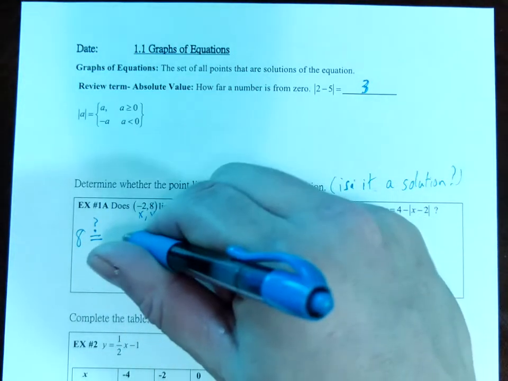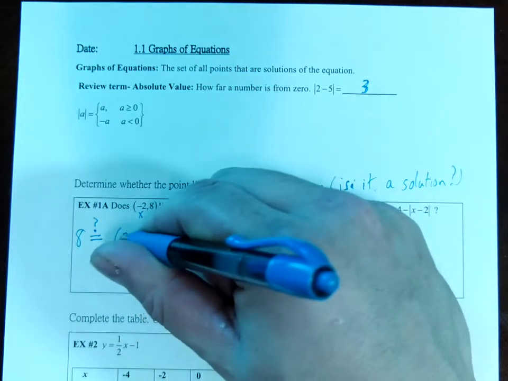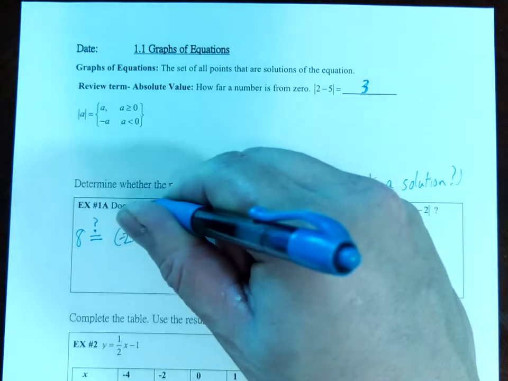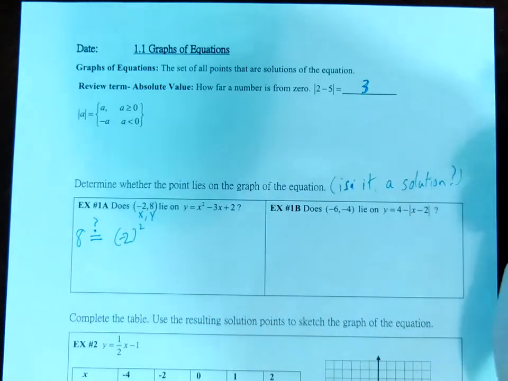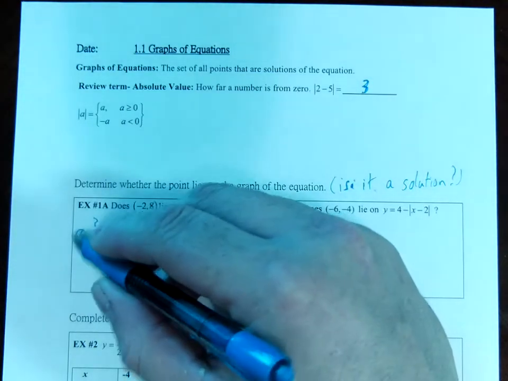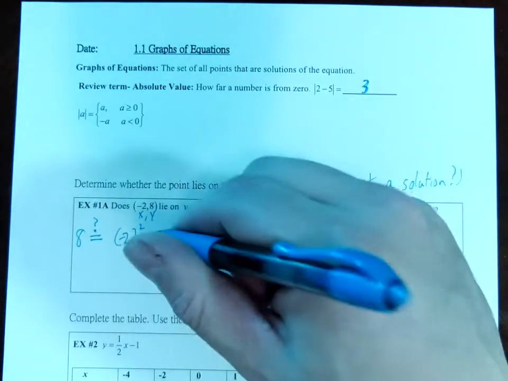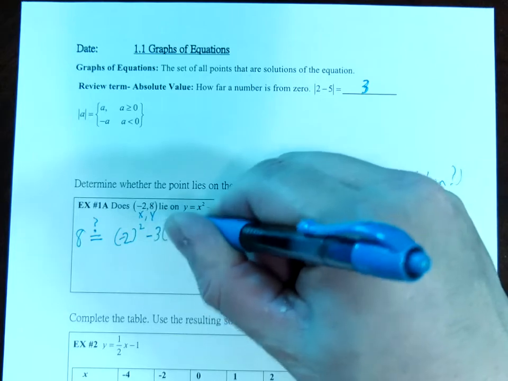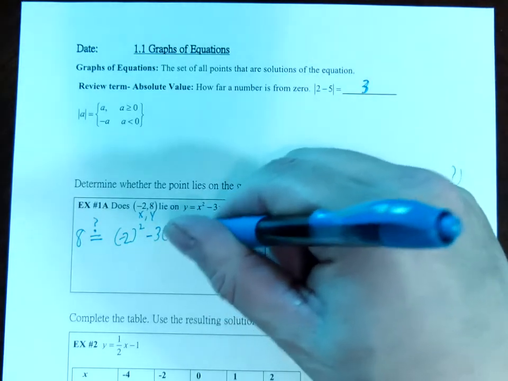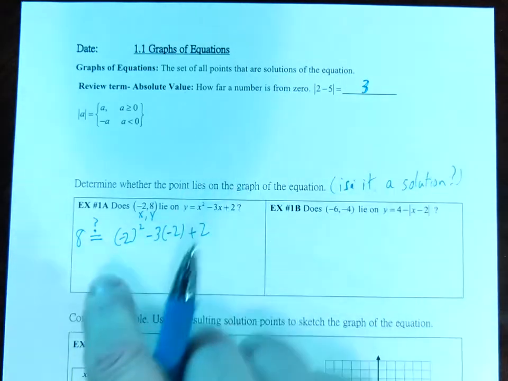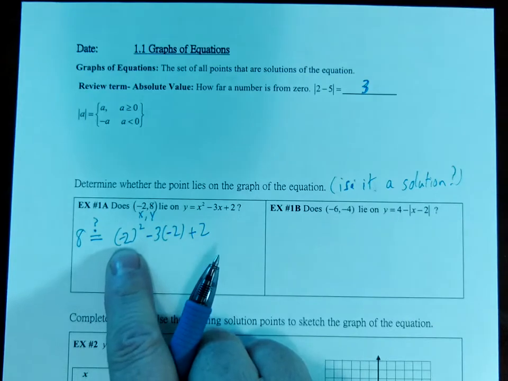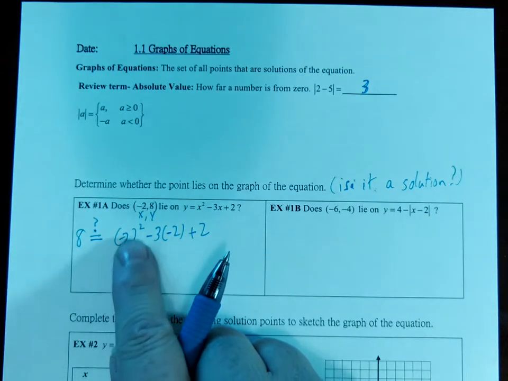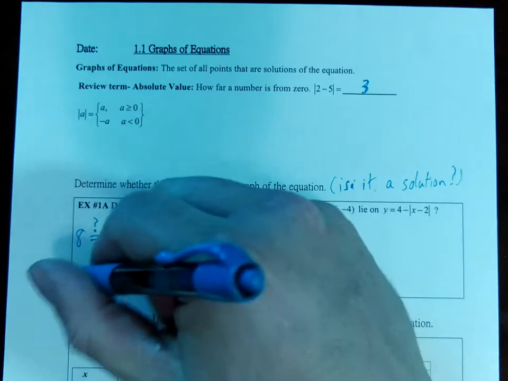The quantity negative 2 squared. Now why the quantity? Because when you substitute items into an equation, you always use a quantity symbol. I could have used parentheses around the 8 as well if I wanted. Minus 3 times the quantity negative 2 plus 2. Alright, so recall when you have a quantity symbol, you do the operation first. So negative 2 quantity squared is positive 4, not negative 4.